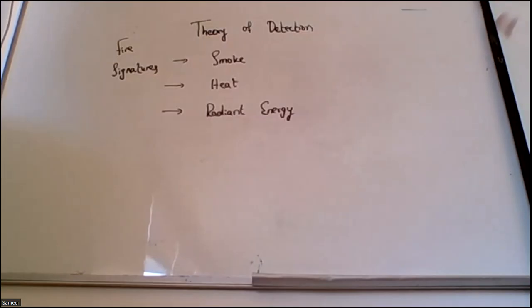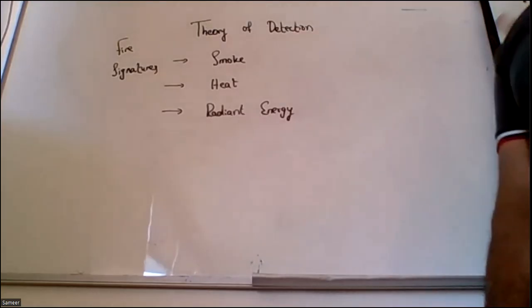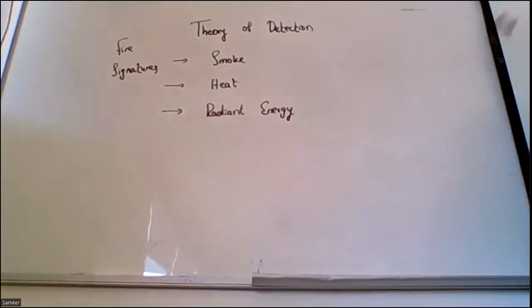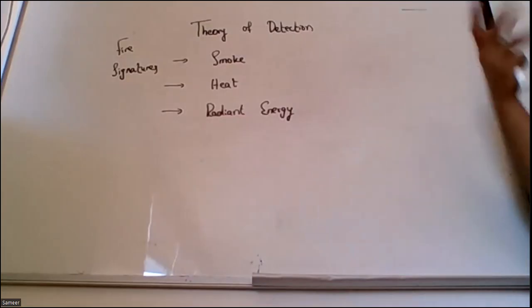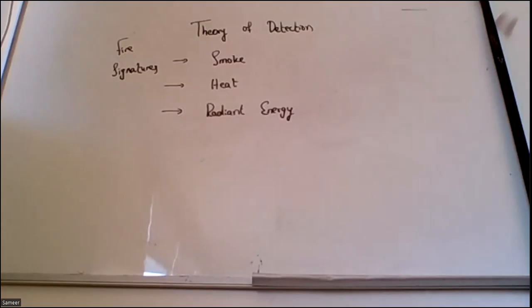So smoke, we have smoke detectors. Smoke is usually the very initial stage, much quicker than heat. Why? Because heat requires a collective temperature of 57 degrees Celsius, or maybe 7 to 8 degrees Celsius per minute, depending upon the technology. Radiations are much quicker than heat and smoke, because even a spark is detected by the radiant energy.